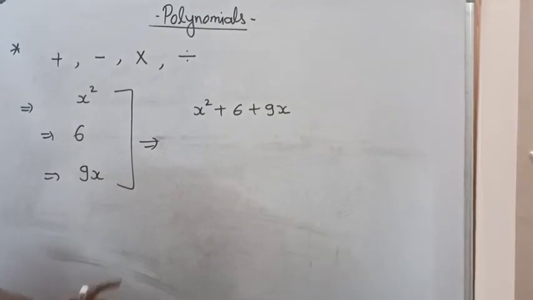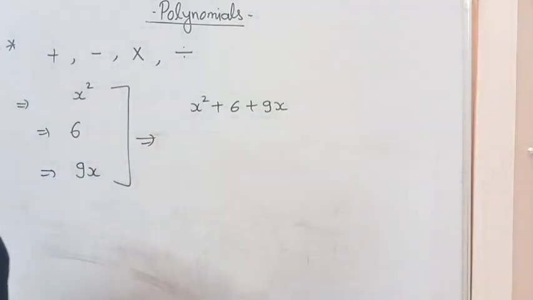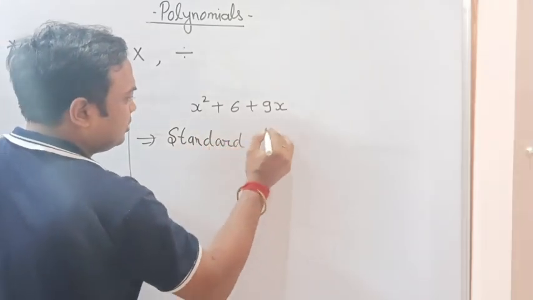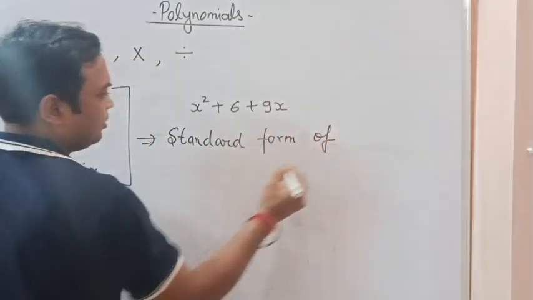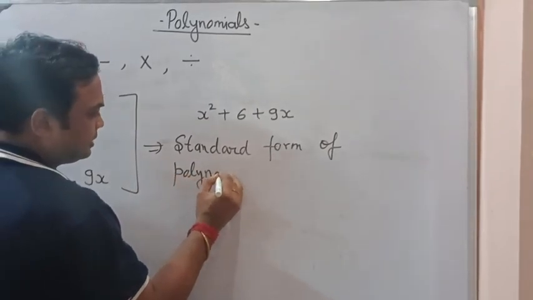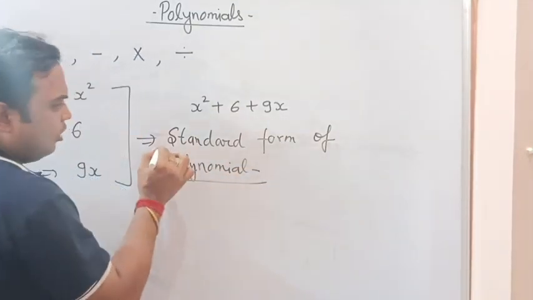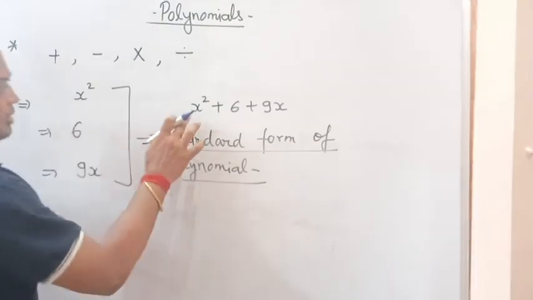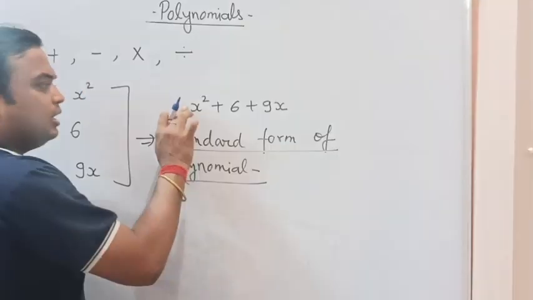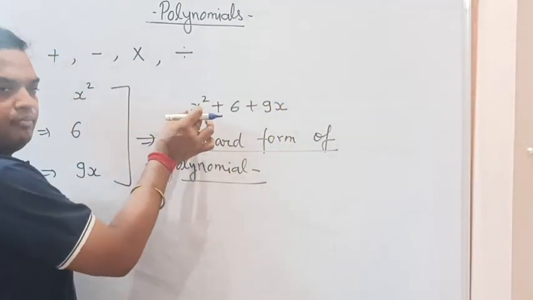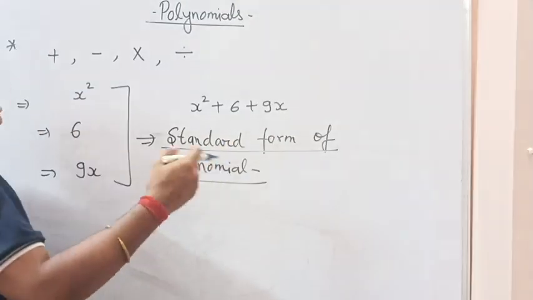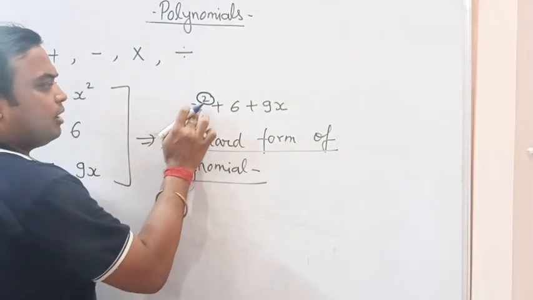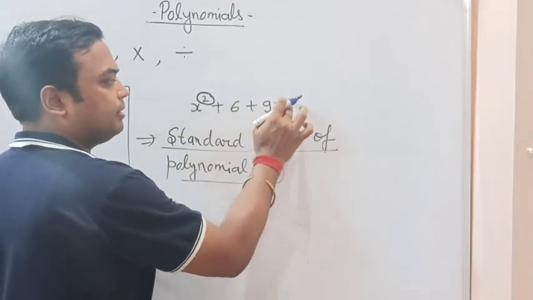Now, is it the standard form of a polynomial? I am using the term standard form of polynomials. How can we write the standard form of a polynomial? There is this condition: either the polynomial is written in ascending order of the power of the variable, or it must be in descending order. Here the power of the variable is 2, and here the power of the variable is 1.